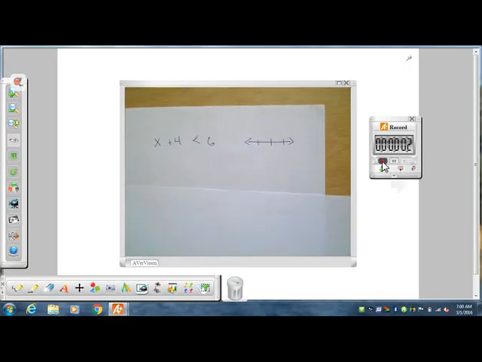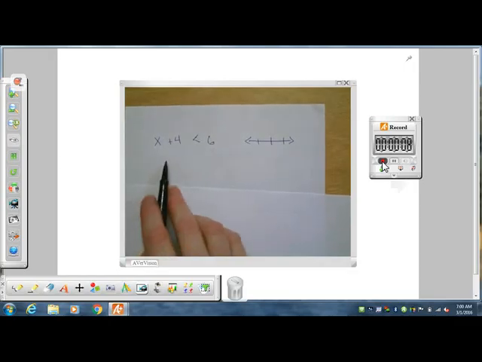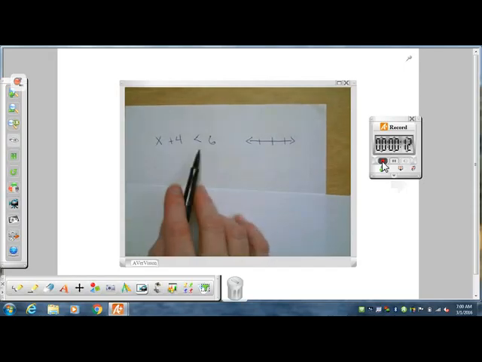Today, we're going to talk about solving one-step inequalities. So let's say, for example, we have something like this. Now, these are like our equations, only the difference is we don't have an equal sign in between. We have an inequality symbol, which is less than, greater than, less than or equal to, greater than or equal to. In this case, we have less than. x + 4 < 6.